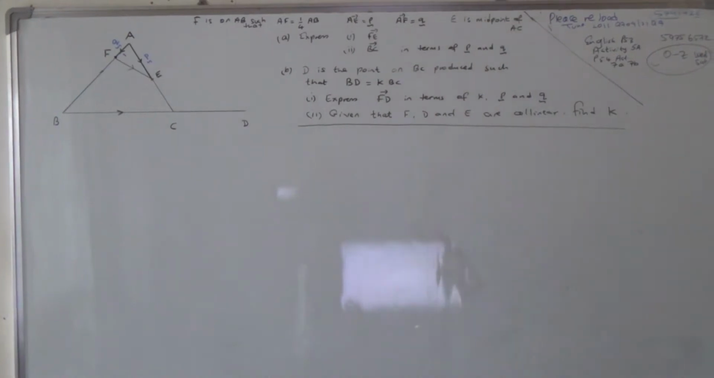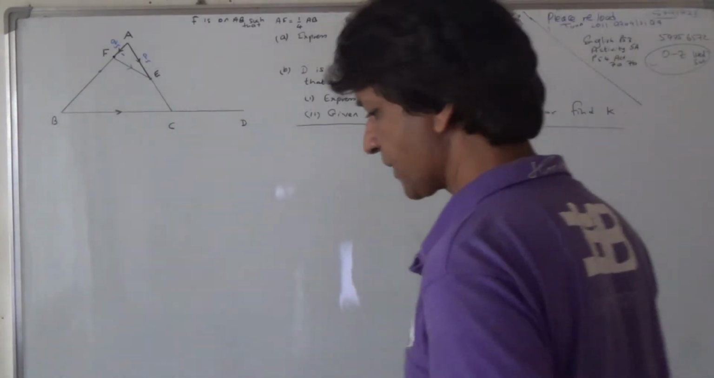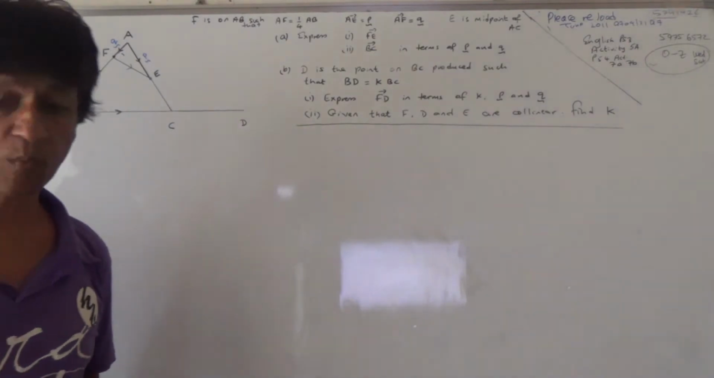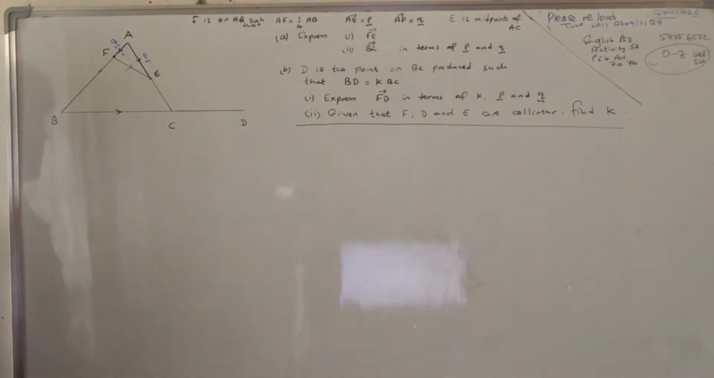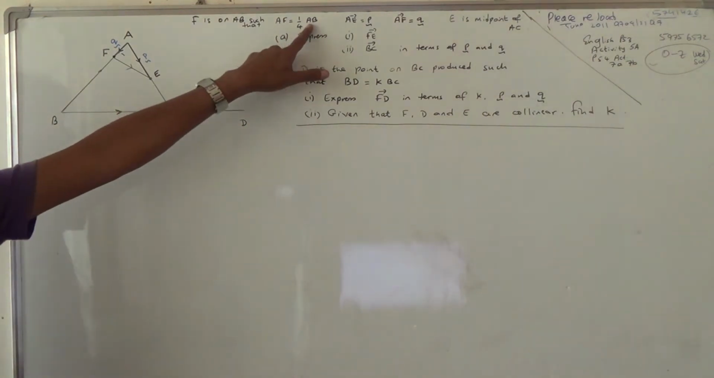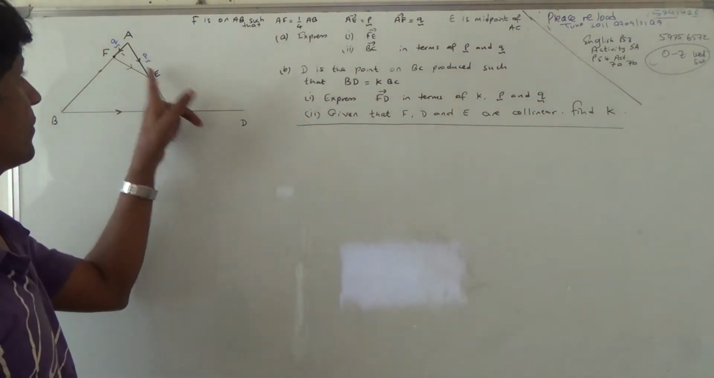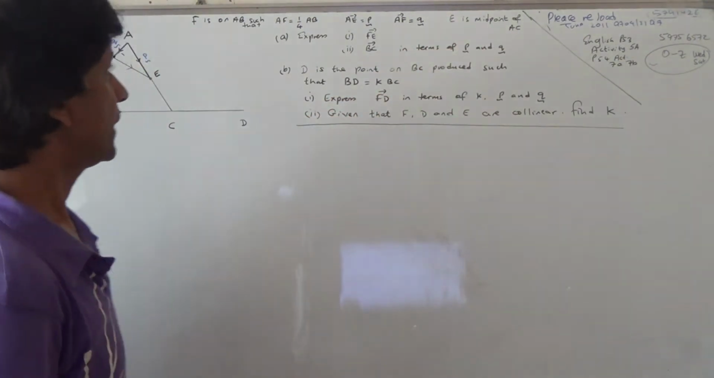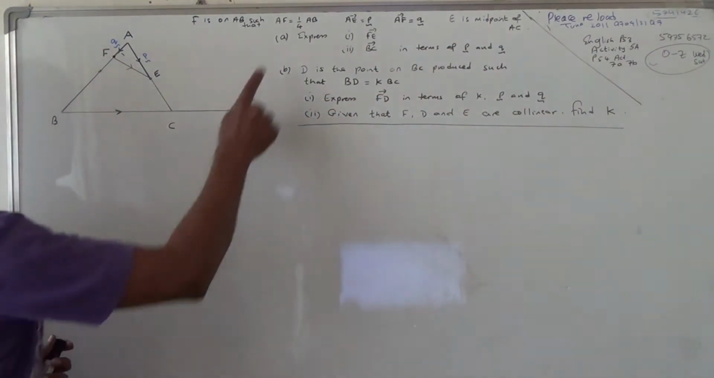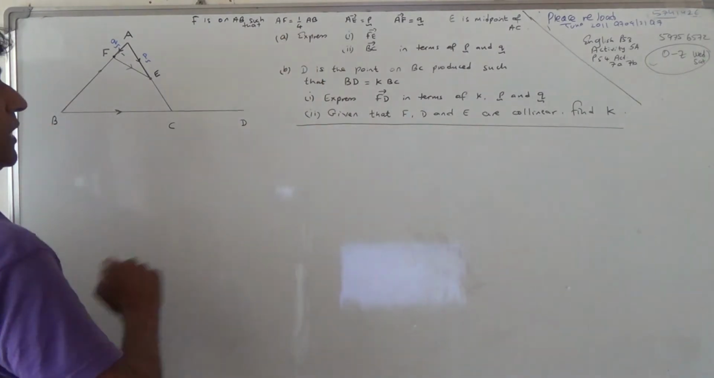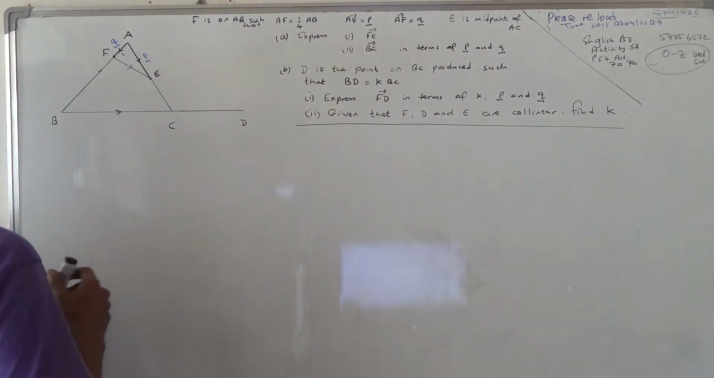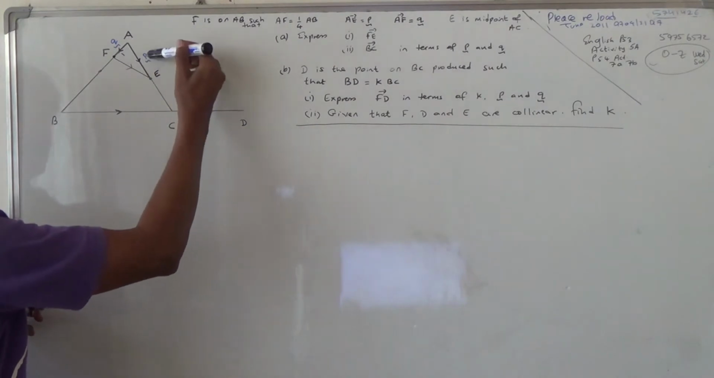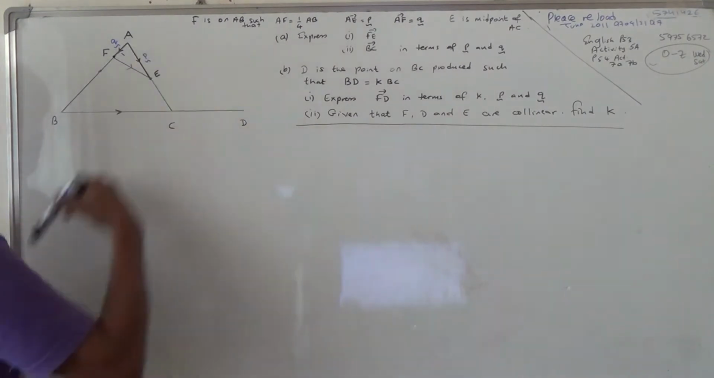Hi, this question, which is based on vectors, is a very interesting question coming from paper 1. F is a point on AB such that AF is equal to 1/4 AB, and also E is the midpoint of AC. Given that AF is equal to 1/4 AB, and AE is vector P, so A to E is vector P, and A to F is vector Q.